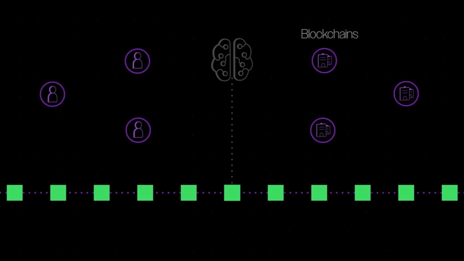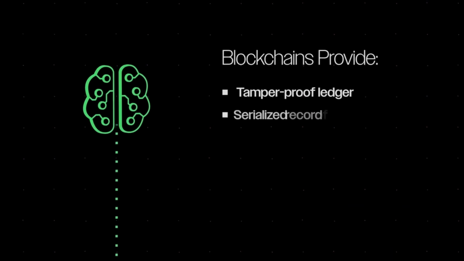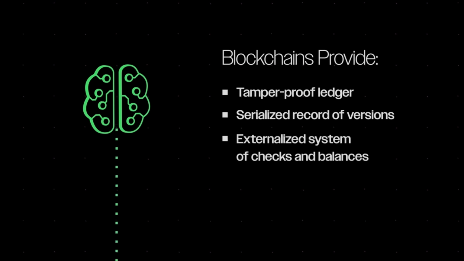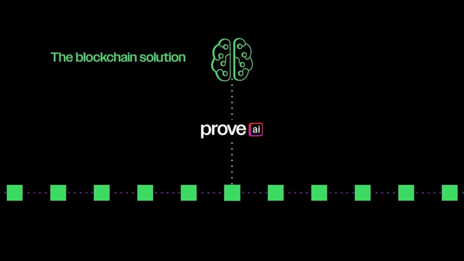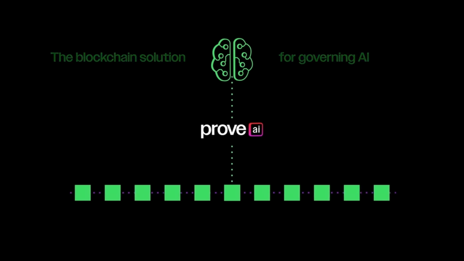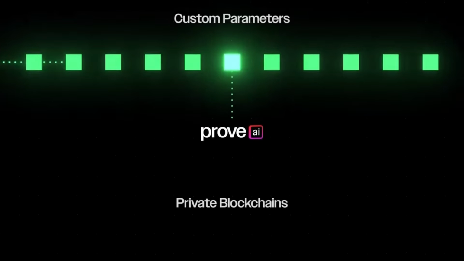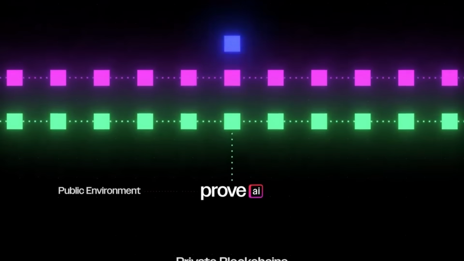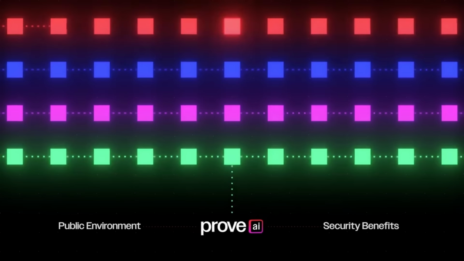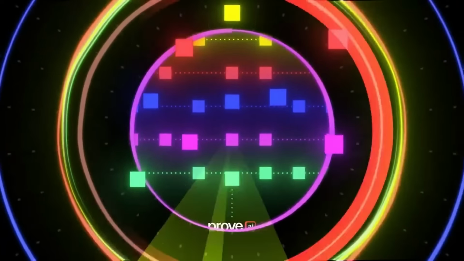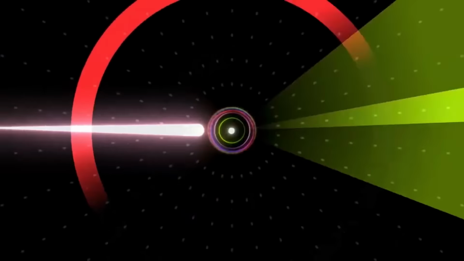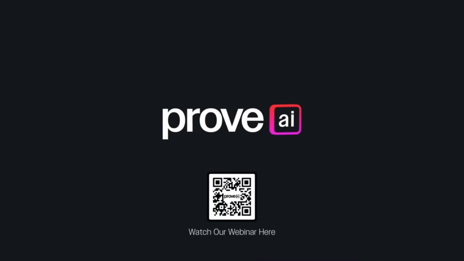Now that you understand how blockchains can provide a tamper-proof ledger for training data, a serialized record of versions, and an externalized system of checks and balances, you might be wondering how to set such a pair up. Casper Labs is developing the ideal hybrid blockchain solution for governing AI. With Casper, you can spin up completely private blockchains with custom parameters while also offering a fully public environment and the security benefits that come with that. This allows you to realize the uniquely powerful security benefits of public blockchains while maintaining requisite levels of data privacy and efficiency that come from private blockchains. If you're looking to safely and efficiently explore the intersection of blockchain and AI, reach out to Casper Labs so we can help you realize the power of responsible AI.